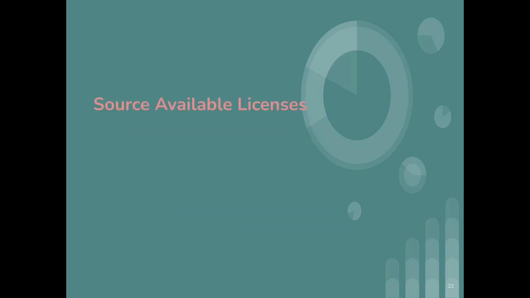What I would like to talk about here, though, are the source available licenses, because these are licenses that are growing in popularity, particularly for companies that are deploying an open core model. A source available license is a license that makes source code available, but it's not an open source license. And the reason it's not is that it doesn't grant all the rights that are granted in open source software licenses.